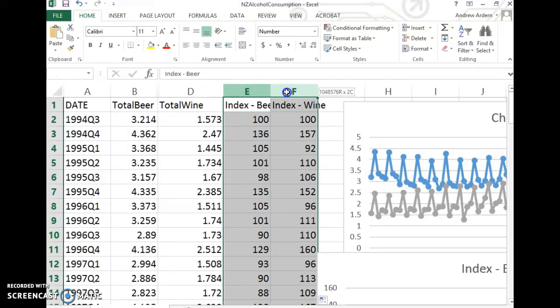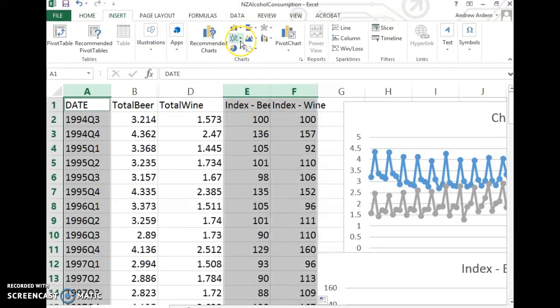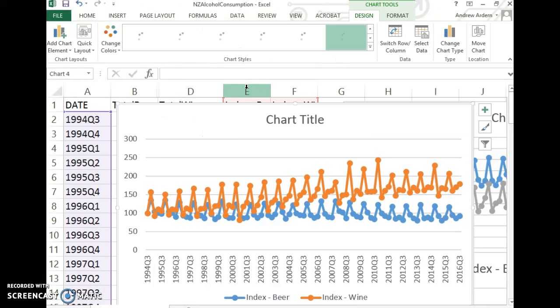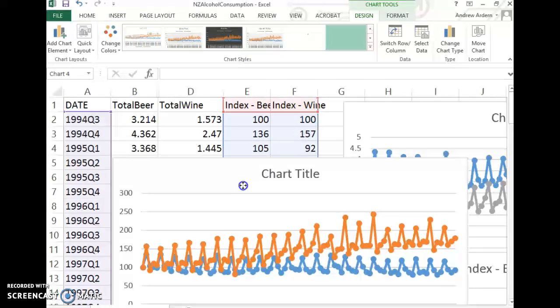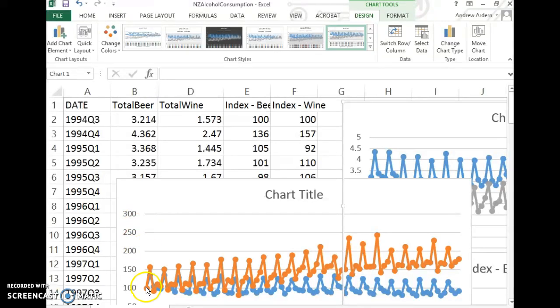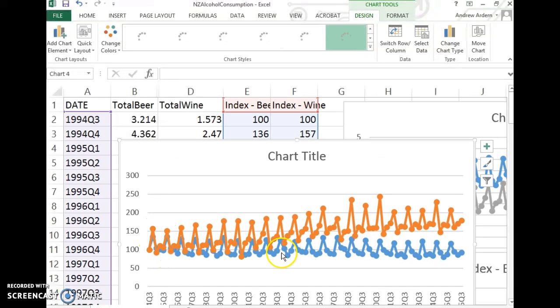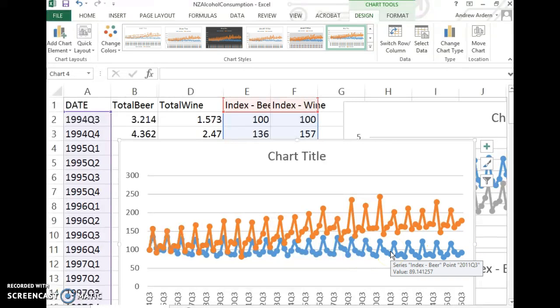Okay, so now here's where it gets maybe slightly interesting. I'll now graph the index of beer and the index of wine and compare them. Insert graph. Okay, and that's it. Now they're both relative to their starting points, so it doesn't surprise me that they both start at 100% because that's the starting point. But one is going away from the other, and one's staying relatively the same compared to the other one. So it's a relativity thing.